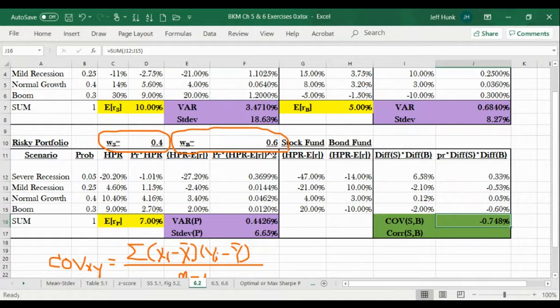And it's negatively correlated. It's not even slightly negatively correlated. The correlation is almost negative 75%, right? They go really in the opposite way. Stocks and bonds are going in the opposite way. Okay.